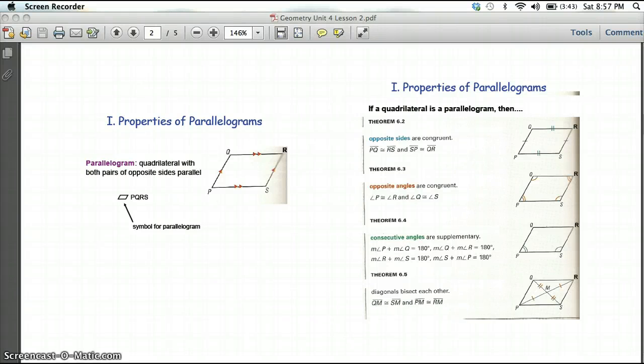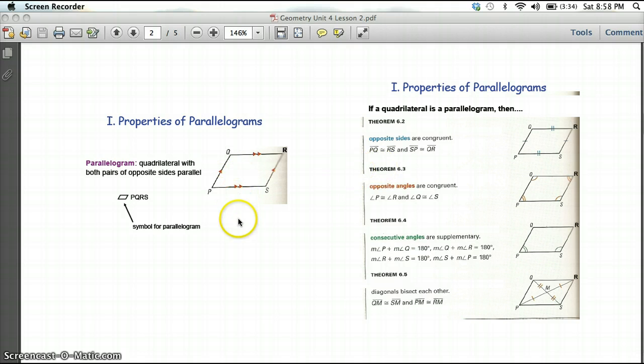Okay, so today we're going to talk a little bit about the properties of parallelograms. If a quadrilateral is a parallelogram, let's first start with what is a parallelogram. A parallelogram is a quadrilateral with both pairs of opposite sides that are parallel. These triangles here mean that these two sides are parallel. So QR is parallel to PS and QP is parallel to RS.